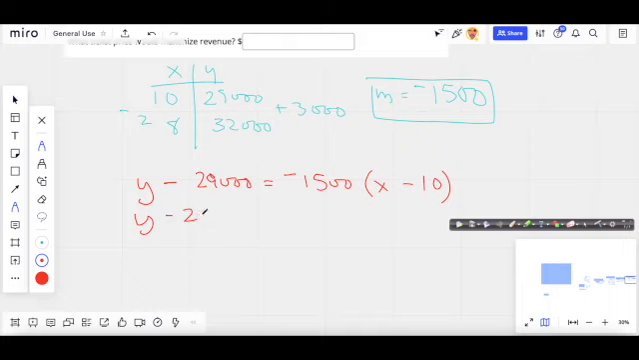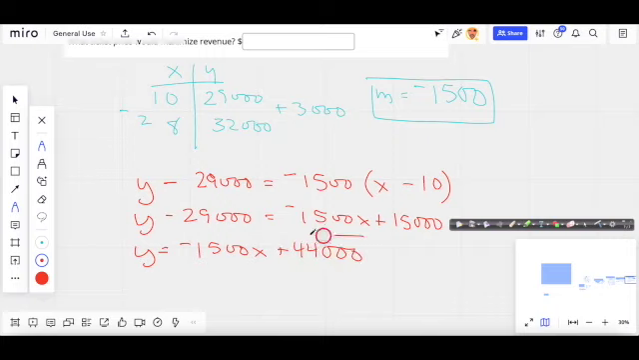So y minus 29,000 is equal to, distributive property, negative 1,500x plus 15,000. Okay. I think that's right, 15,000. Everything looks cool. Okay, now we need to add 29,000 to that side. So y finally will give us an equation of negative 1,500x, and then 29 and 15 is 44. So remember to add this together. So you get 44,000. That's the equation that we need to use to solve this problem.